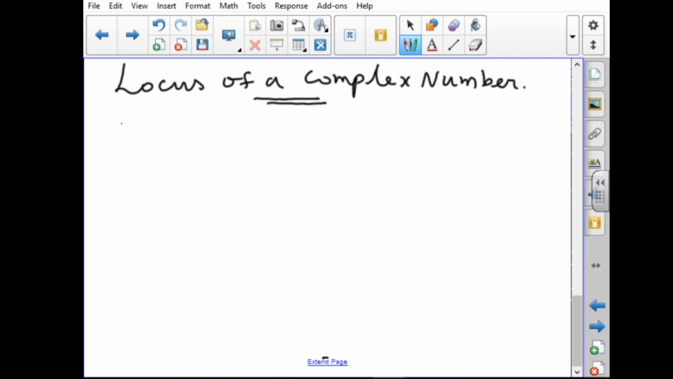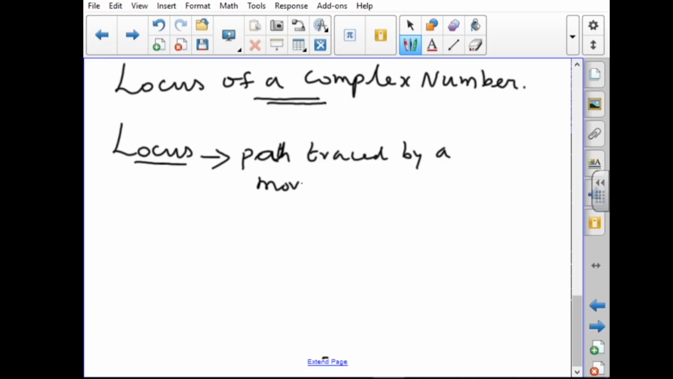So what is meant by locus? This we have already seen in plus 1. What is a locus? A locus is nothing but the path traced by a moving point. Path traced by a moving point gives you the locus.